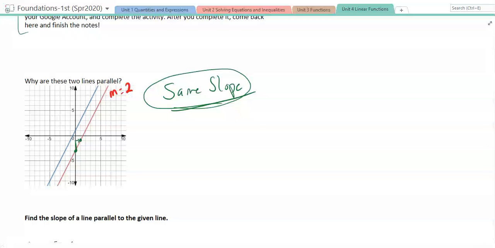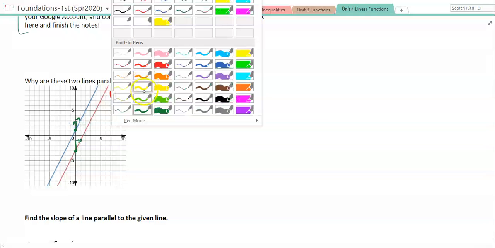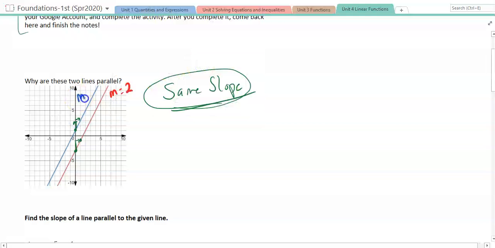And if we do it for the blue line, we'll see the same thing happen. We can start with this point here, the y-intercept, and then we go up 2 and right 1. And so my blue line has a slope also of 2.